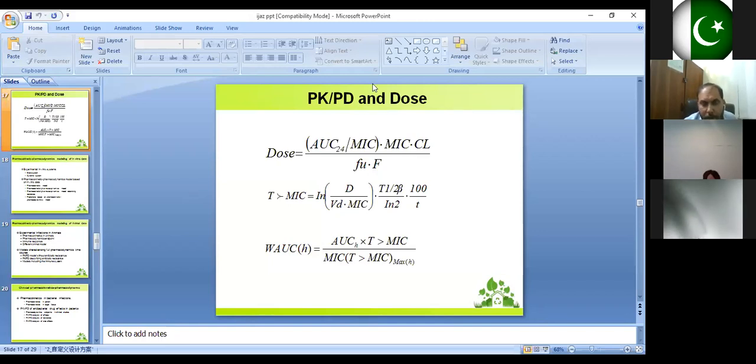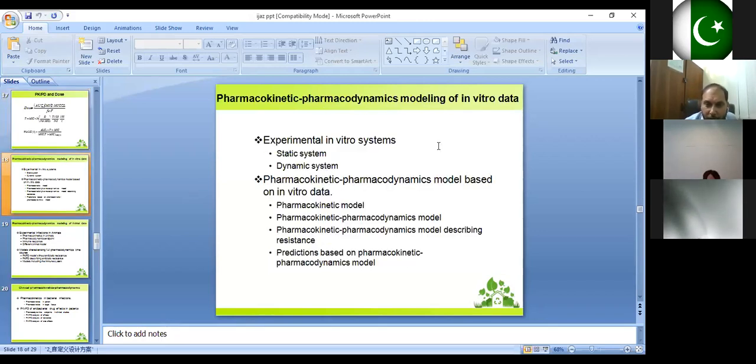This is the modeling, PKPD modeling of in vitro data. So we are doing different experiments to find the dosage regime or to predict the resistance by static system, that is, the dose is constant, and also dynamic system, in which the dose is changing after a specific duration.